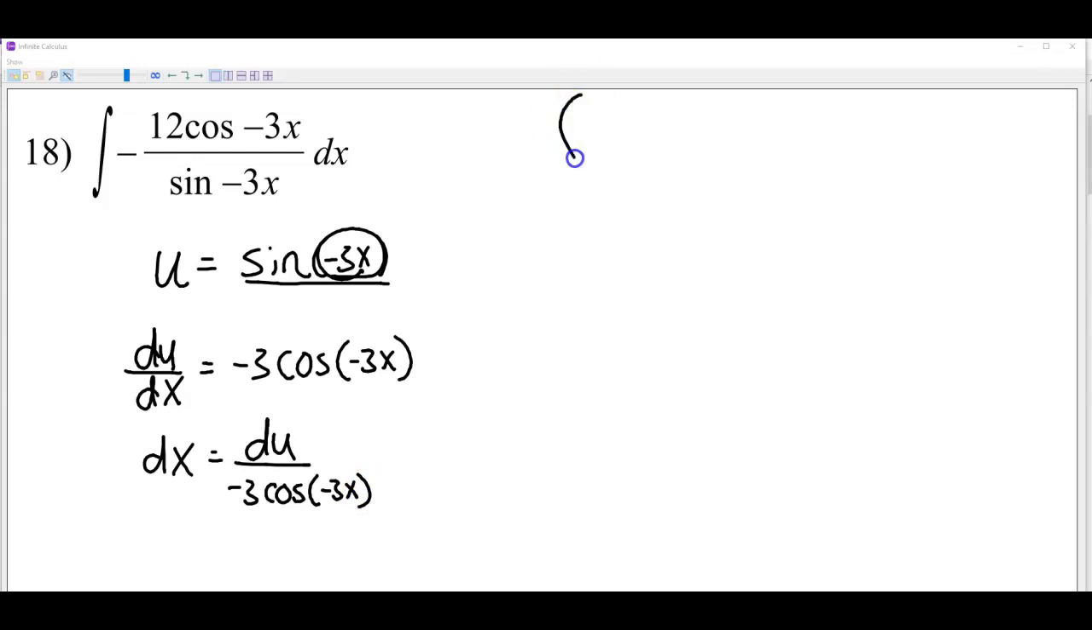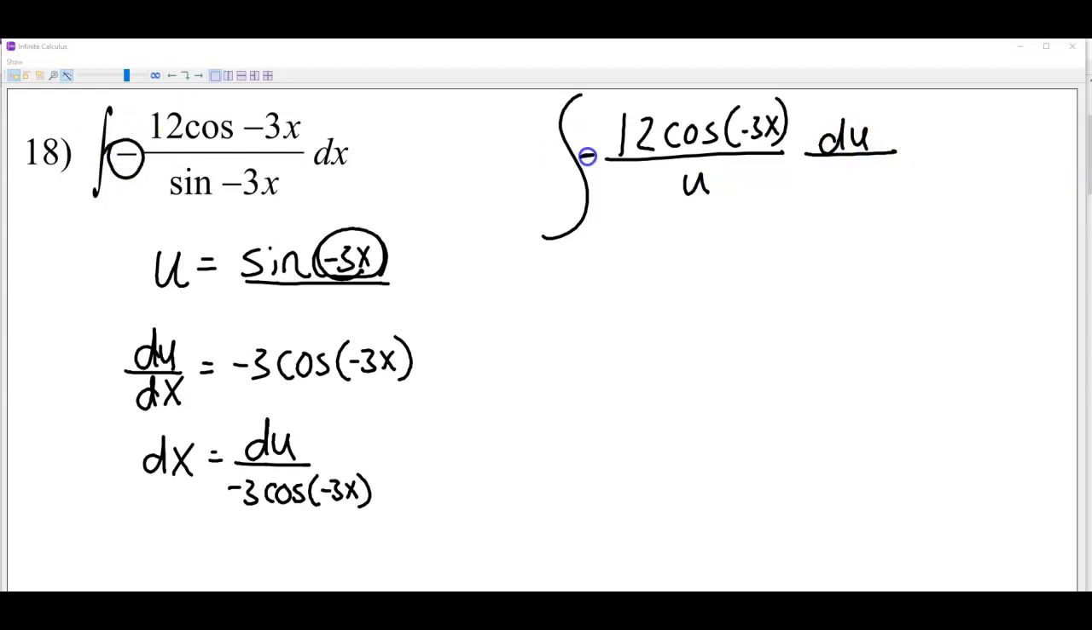Doing our u substitution then, we have 12 cosine of negative 3x over u du over, I forgot my little negative here in the front, so like that. But du over negative 3 cosine of 3x. So the cosine of 3x's go away. 3 goes into 12 4 times, and this negative cancels out that negative. So here's what I'm left with then is 4 over u du.